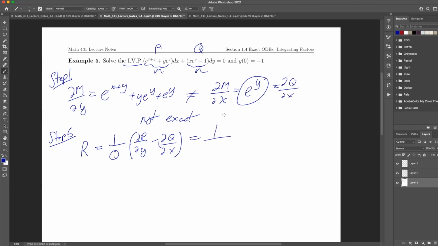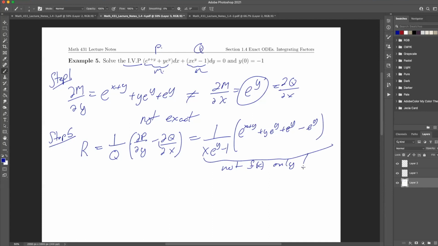So let's go over this. So it'll be 1 over q, which is right here, x e to the y minus 1. And here, what do we have? We have e to the x plus y e to the y plus e to the y minus e to the y. Well, this is not a function of f of x only, right? It's just not. And so we don't use this one. So we try the other one.